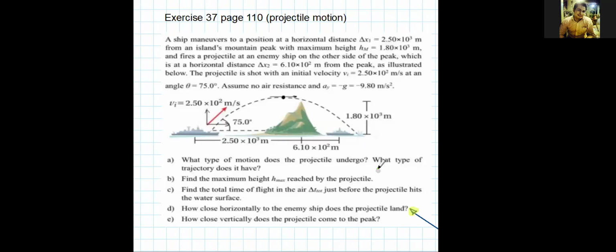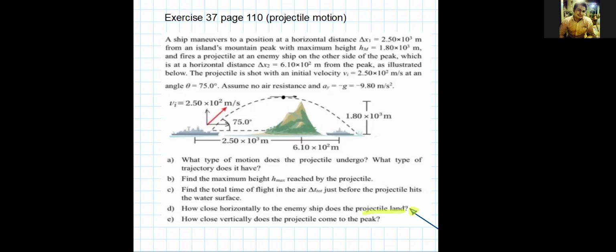Hello, here we have exercise 37, page 110. This is about projectile motion. We start with the exercise and we solve the first part, where we have a first question. The first question is: how close horizontally to the enemy ship does the projectile land?